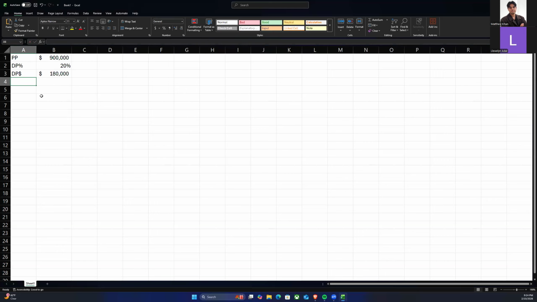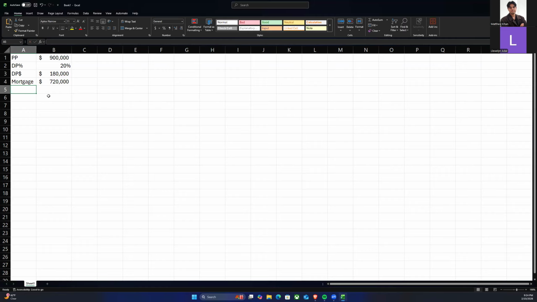That means we would have needed a mortgage. So let's type in mortgage, and that's just 900,000 minus the 180,000. So we took a mortgage for $720,000 on this property.